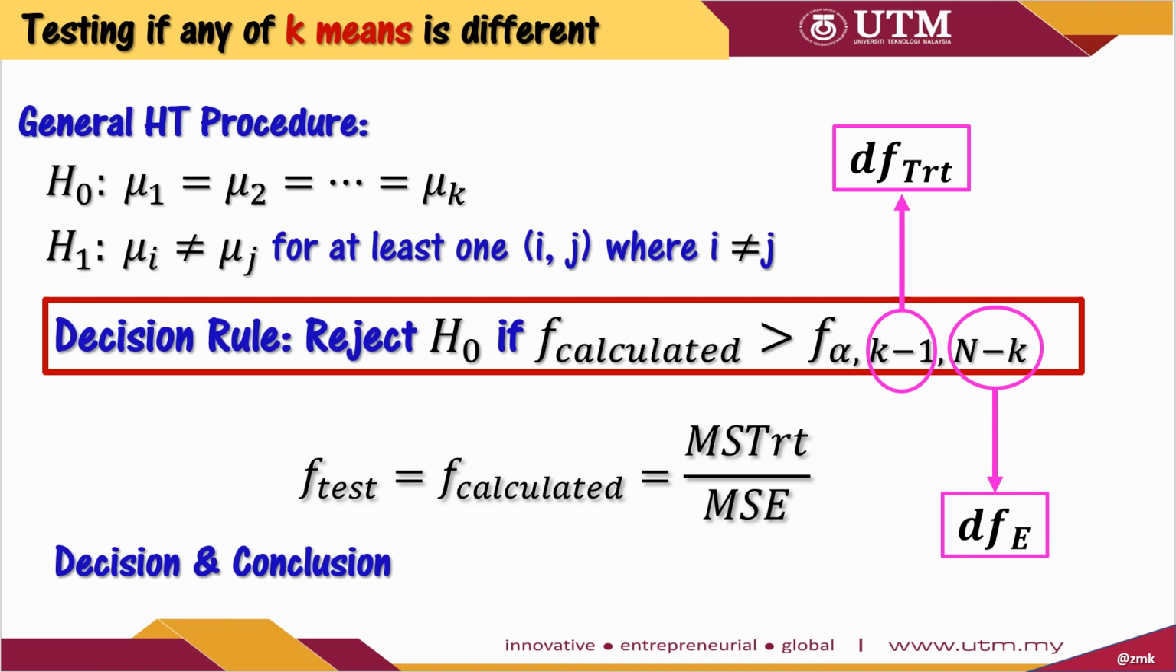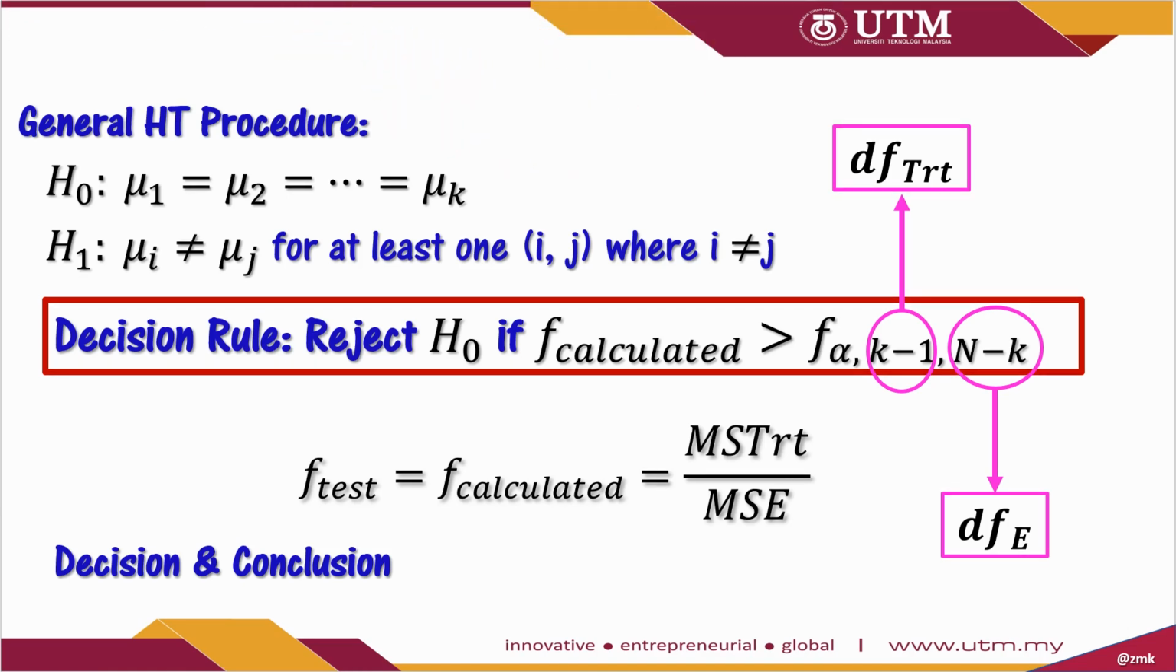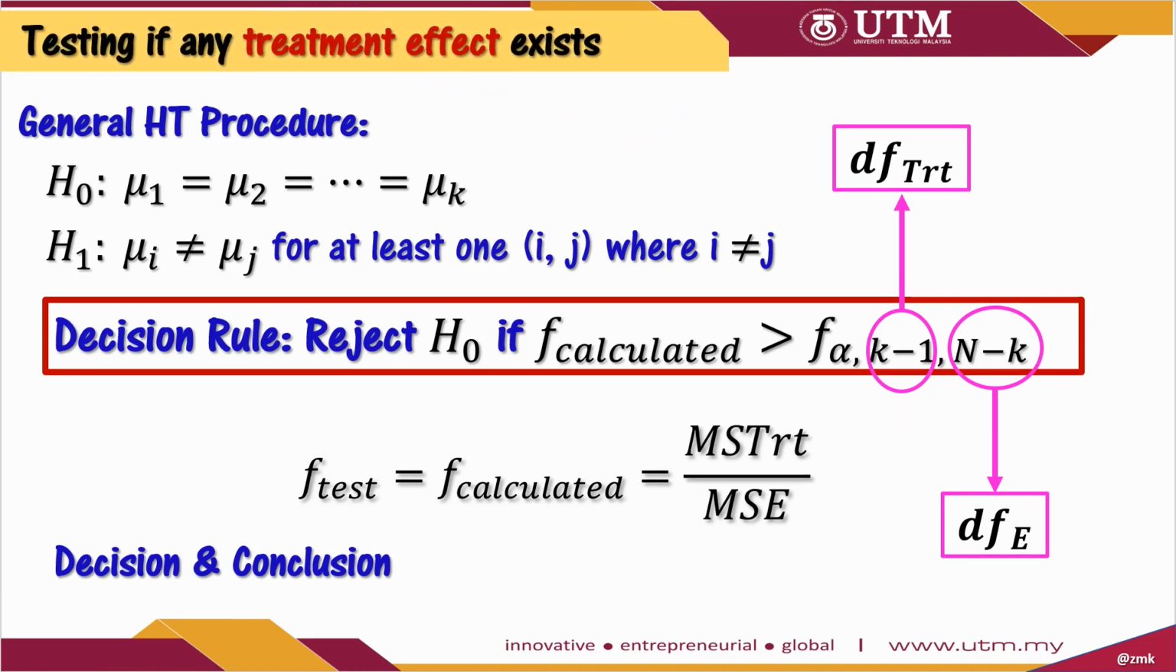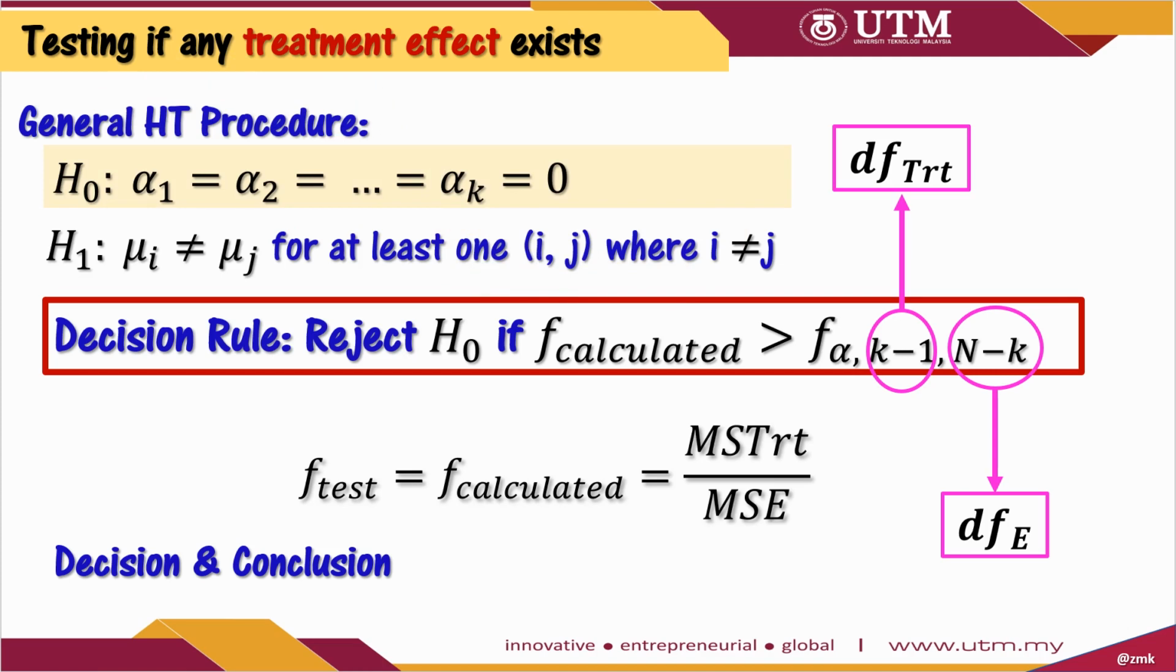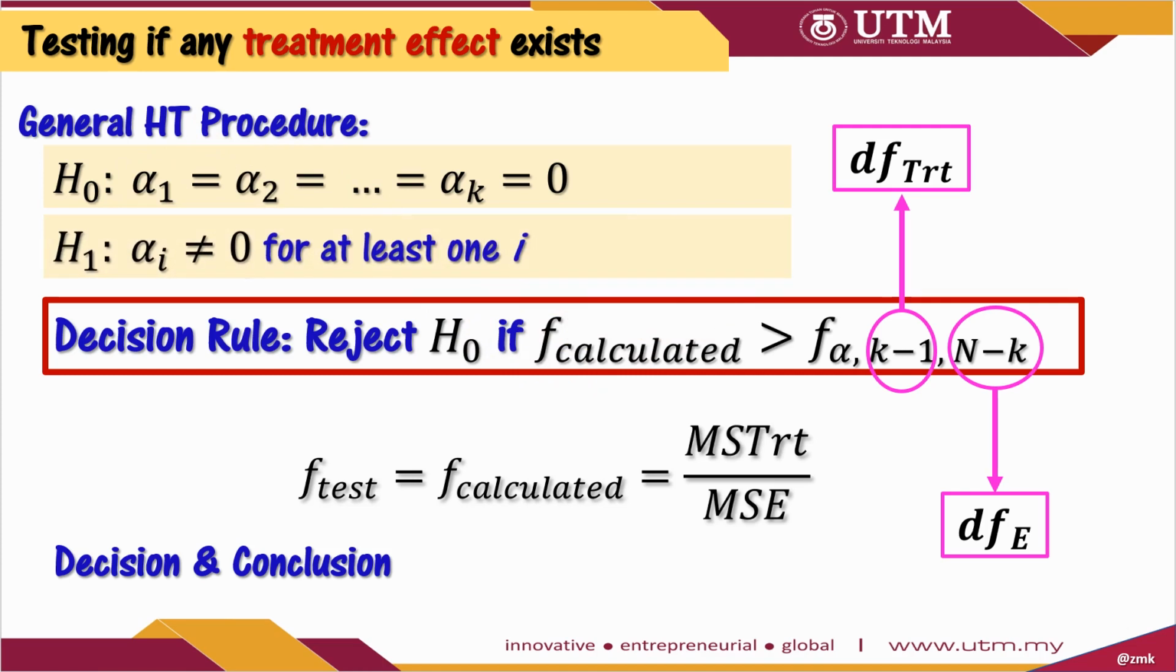If you are interested to test if any treatment effect exists, then the hypothesis statements will change to testing the effects instead of testing the means. Therefore, under H0, we have all treatment effects equal to 0, which means no treatment effect exists, implying all the means are equal. Under H1, however, we have at least one treatment effect is not 0, which implies at least one mean is different.